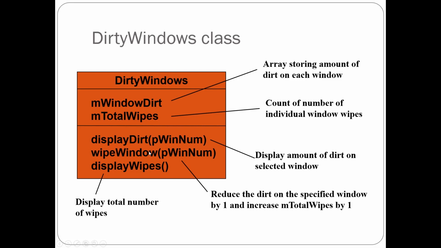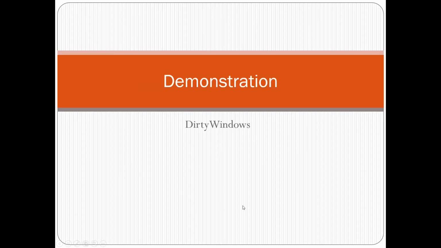We've got wipe window, which allows us to reduce the amount of dirt on the window by 1. So 1 wipe is one element of clean: it reduces the amount of dirt by 1, but it increases the total number of wipes that have been performed altogether. And then display wipes will tell us the total number of wipes it's taken us to clean all the windows. So let's have a look at that now.